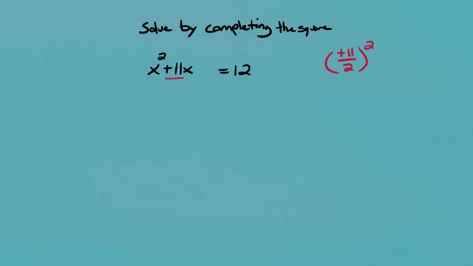This is a lot easier if this linear coefficient here is even, because it's easy to divide by 2. It's not easy in this case. But what we're going to do is just leave it as 11 halves and square it to get 121 over 4. And again, how I did that was I just squared the 11 and I squared the 2. So that's what I'm going to add to both sides of this equation.